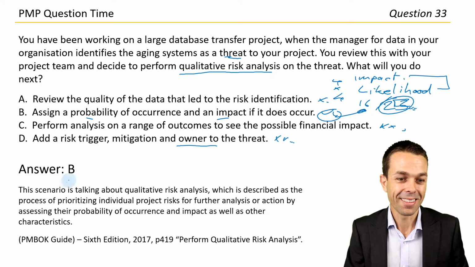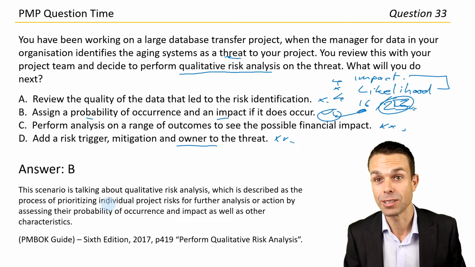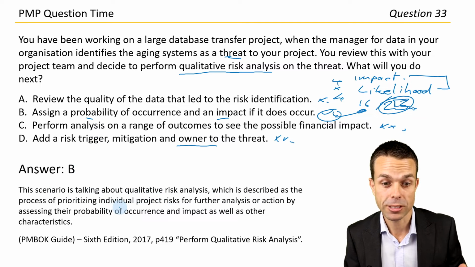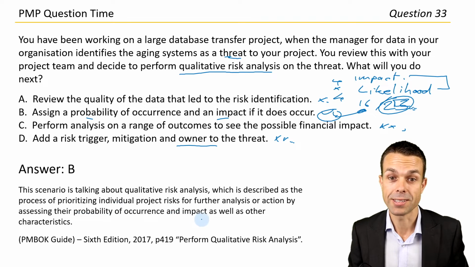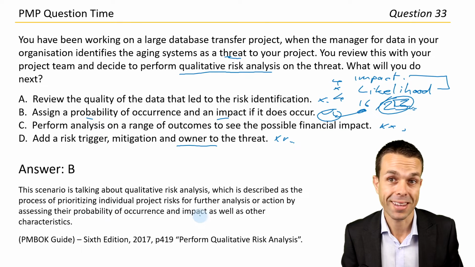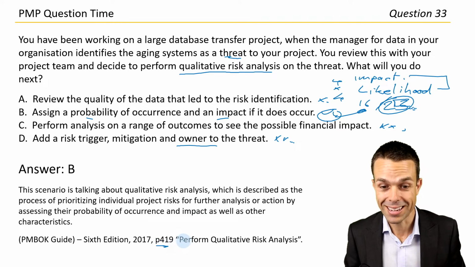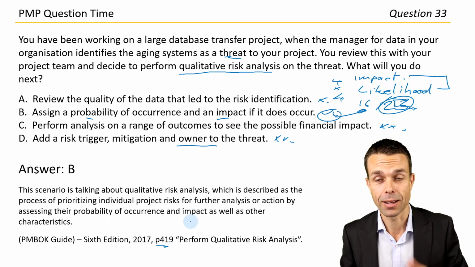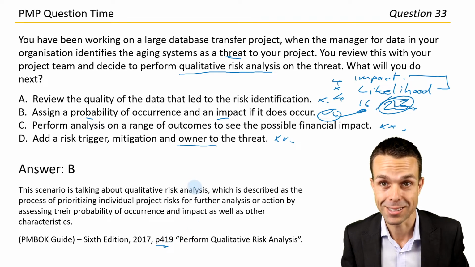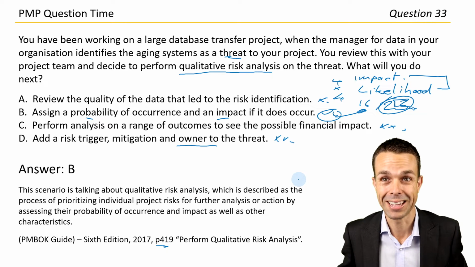And there it is. This scenario is talking about qualitative risk analysis, which is described as the process of prioritizing individual project risks by assessing their probability of occurrence as well as their impact, and sometimes other characteristics as well. Page 419 if you want to check that out for yourself, under Perform Qualitative Risk Analysis in the PMBOK guide. So you can go straight there because there's 700 or 800 pages in that book. It's very hard to find if you were looking page by page, that's for sure.